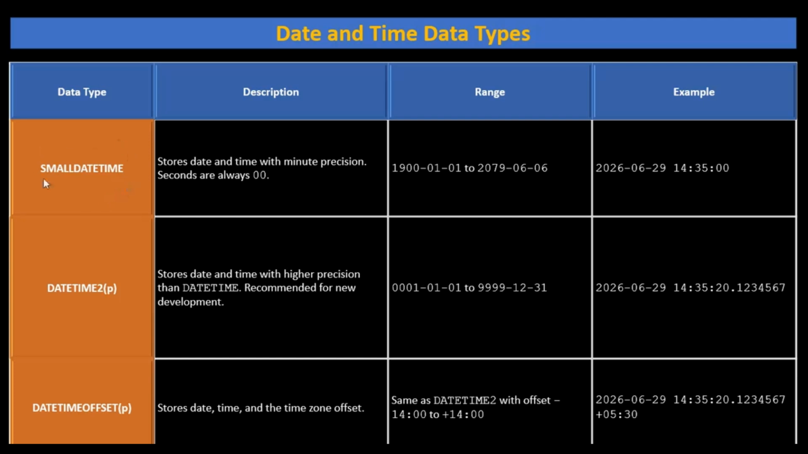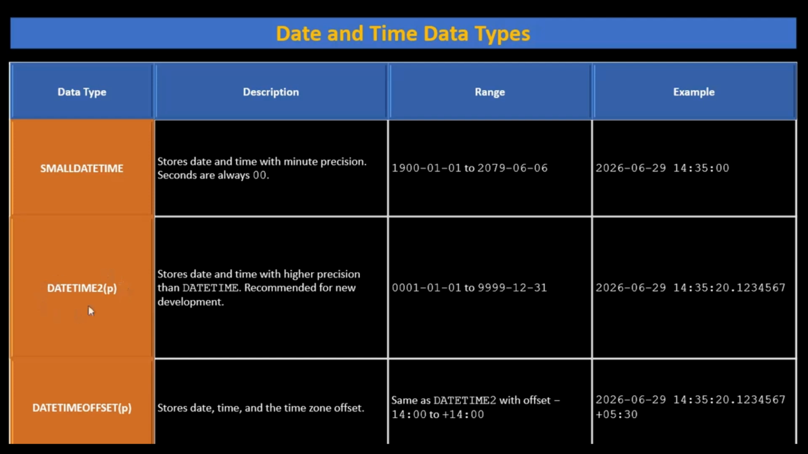The next is small date time. It stores date and time with minute precision, and seconds are always 00. It ranges from 1/1/1900 to 6/6/2079. For example, this is the date part and this is the time part. We can see second part is always 00.